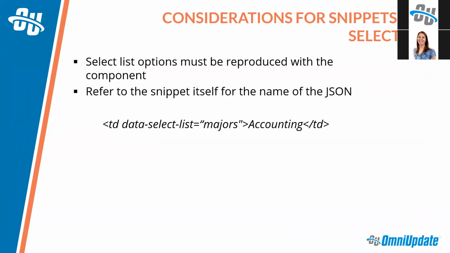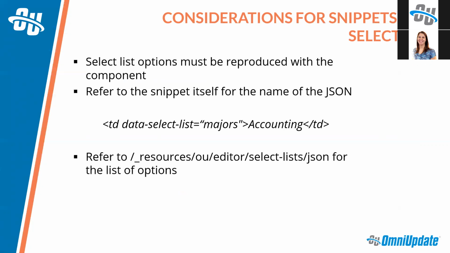So inside the code of the snippet, you're going to see a node that has this data-select-list equals attribute. This is going to be the name of the JSON file that has all the options listed. And you'll be able to find that inside this particular file path: _resources, OU editor, select list JSON.